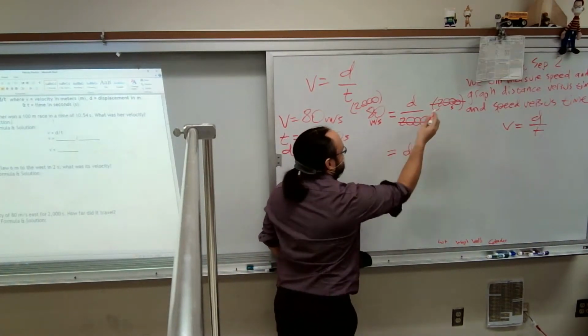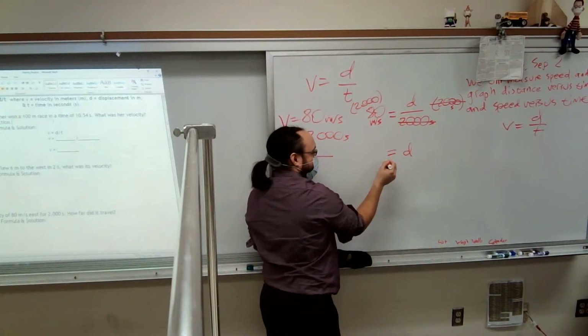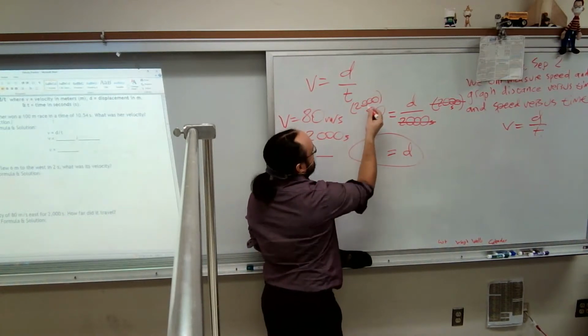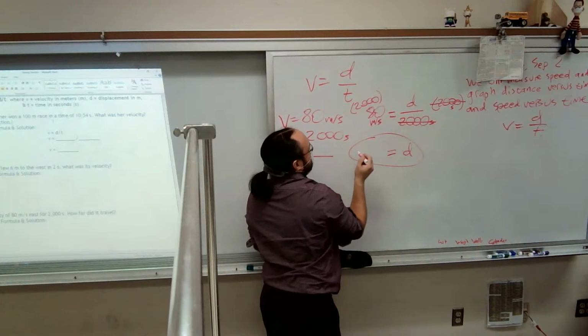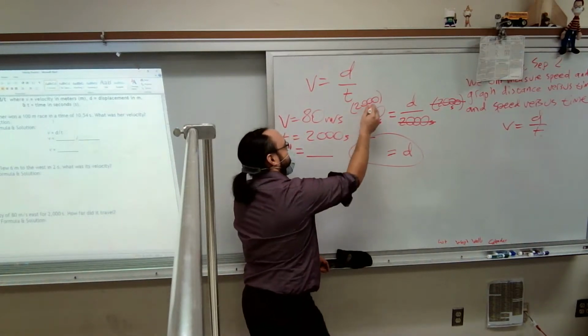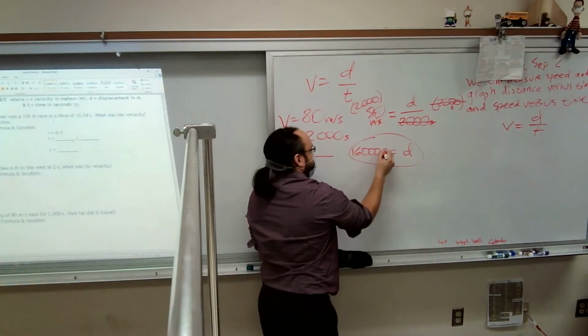All right, so those cancel. It says equals distance on that side. So we're about to get a good answer here, because distance equals the answer once we get it. But 2,000 times 80, let's say 2 times 8 is 16. And there's 3 zeros there and 1 zero there. So 16, 0, 0, 0, 0, 0.